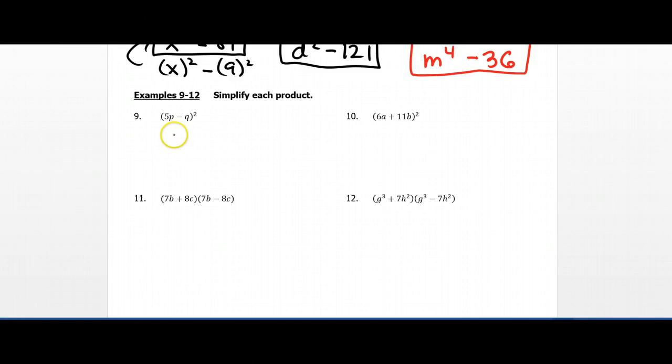So starting with number 9, 5p minus q quantity squared. That is a square of a binomial problem. So we're going to take the first term squared minus twice the product of both terms plus the second term squared.